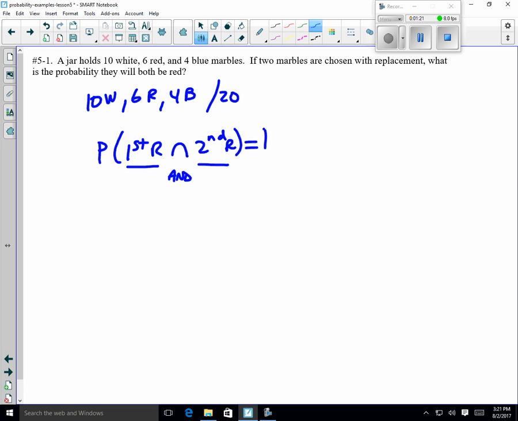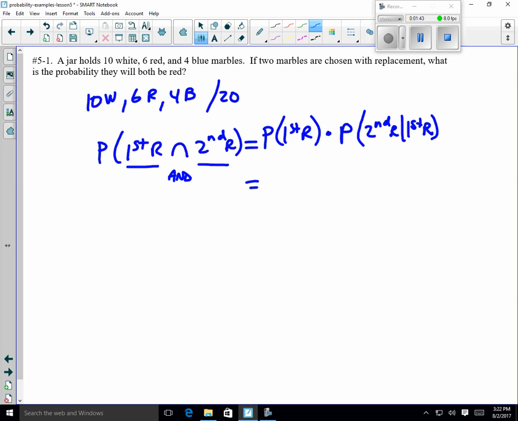So the first one would be the probability that the first one is red. But then we multiply by a second probability, and this has to be the probability that the second is red, but given that the first one's red. The second one always has to be a conditional probability. So it'd be the probability that the second one is red, given that the first one is red, okay? And so now we can compute these.